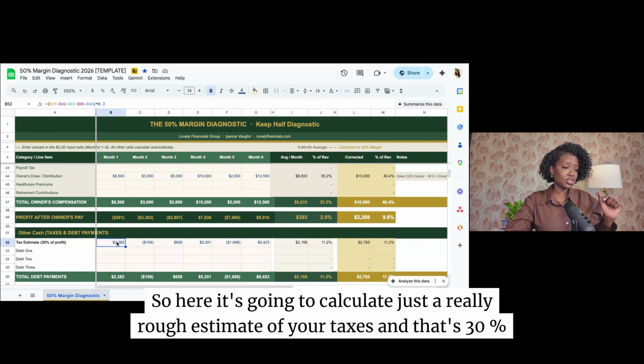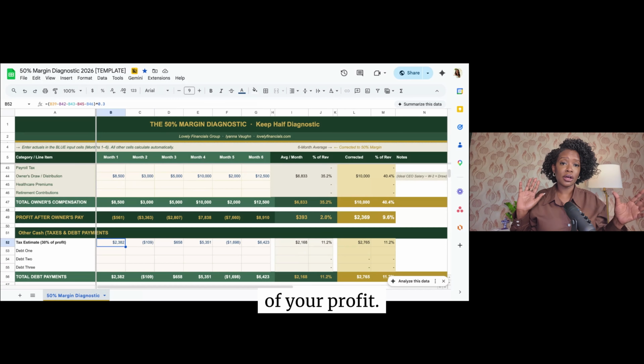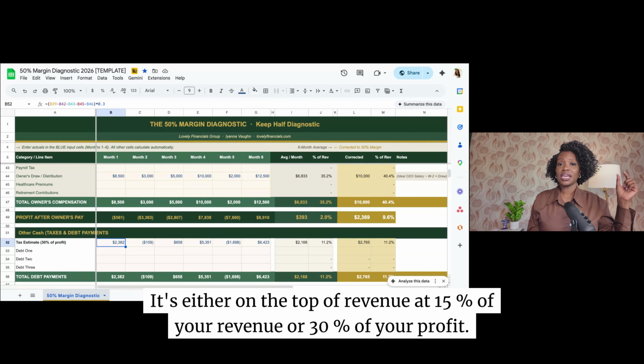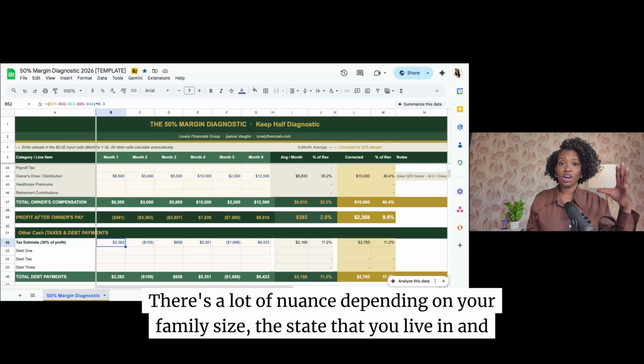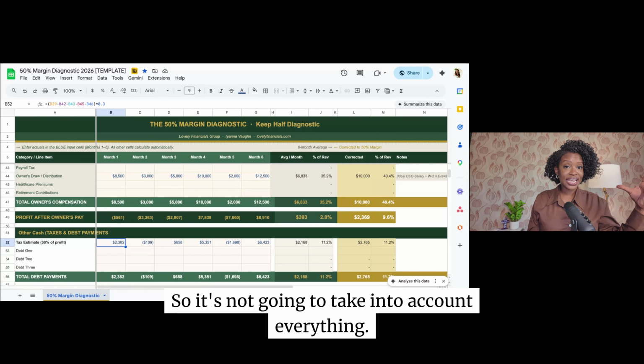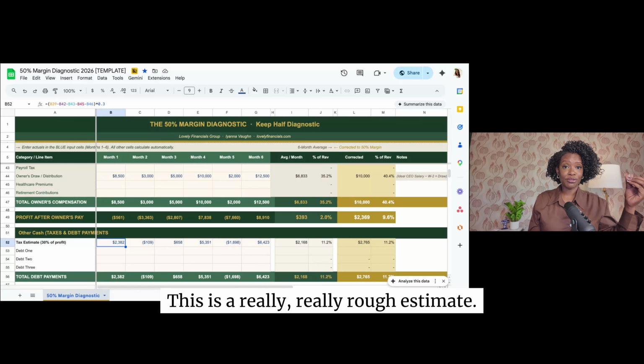So let's finish. Here it's going to calculate just a really rough estimate of your taxes, and that's 30% of your profit. Usually, when it comes to putting taxes over to a tax savings account, it's either on top of revenue at 15% of your revenue or 30% of your profit. There's a lot of nuance depending on your family size, the state that you live in, and other factors of your tax return. So it's not going to take into account everything. This is a really, really rough estimate.